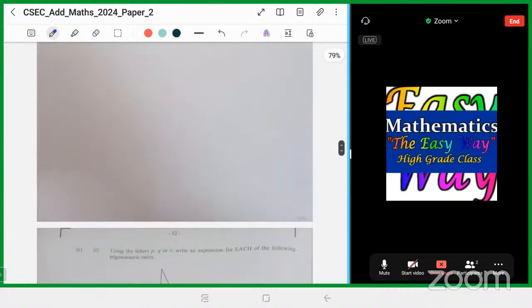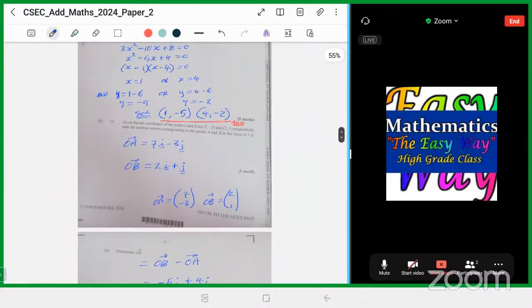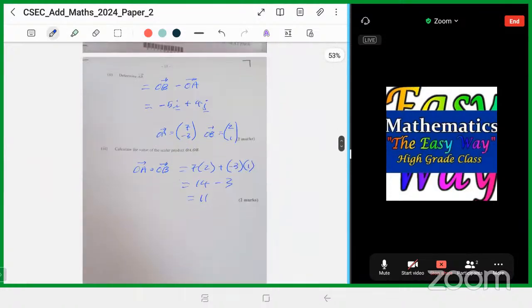This question is so easy, and it's done. Oh my goodness, this paper is easy.